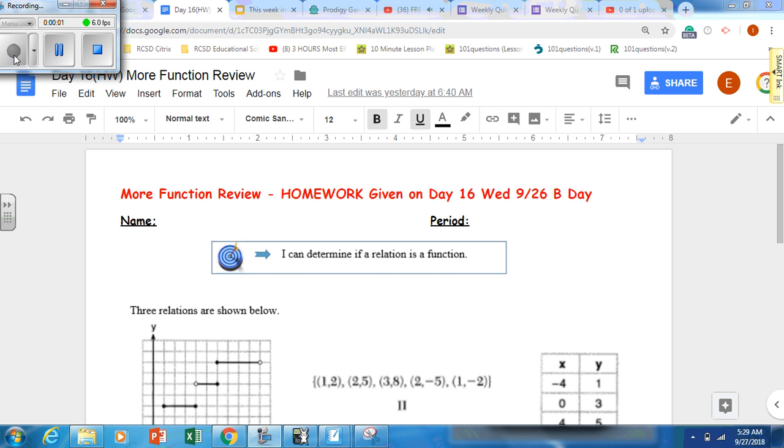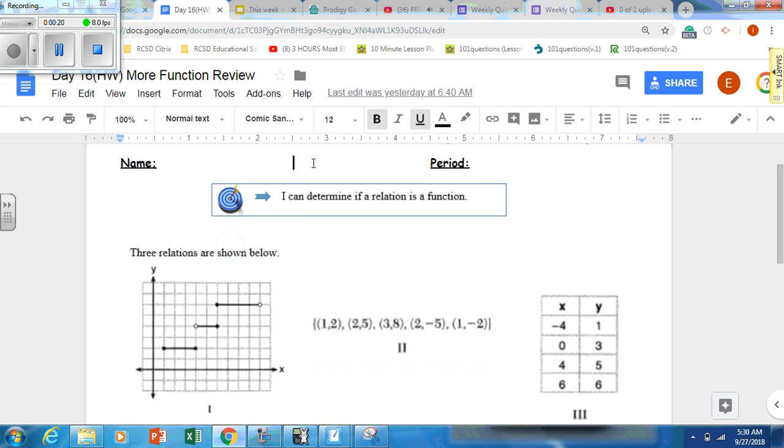Wednesday, day 16. As you remember, Tuesday's homework was to study for a Wednesday weekly, and some of you, I'm very impressed because you did a good job. So our learning target here is that I can determine if a relationship is a function. I can determine if a relationship is a function.